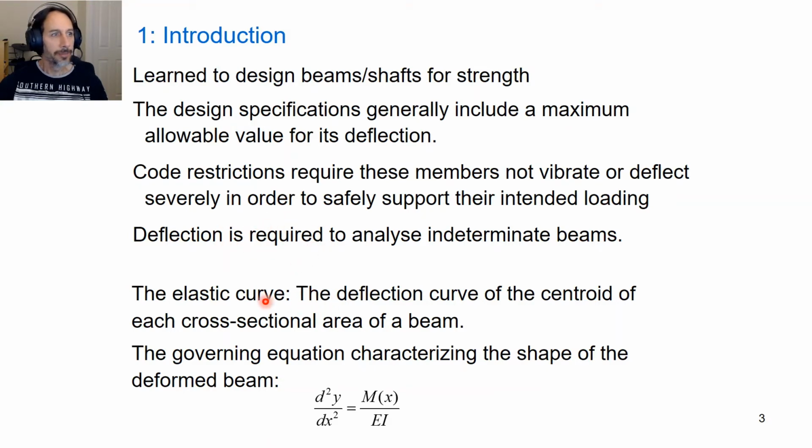So just a reminder about the elastic curve. So the elastic curve is the deflection of a line through the centroid of the cross-section of the beam. Okay, and the governing equation characterizing the shape of the deformed beam is this differential equation here. So the second derivative of the displacement with respect to x is equal to the bending moment as a function of x, so position in the beam, divided by Young's modulus and the moment of inertia.